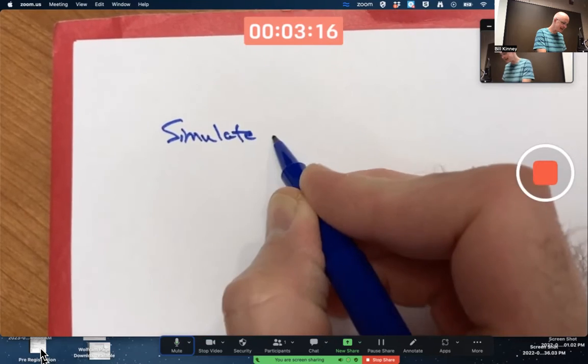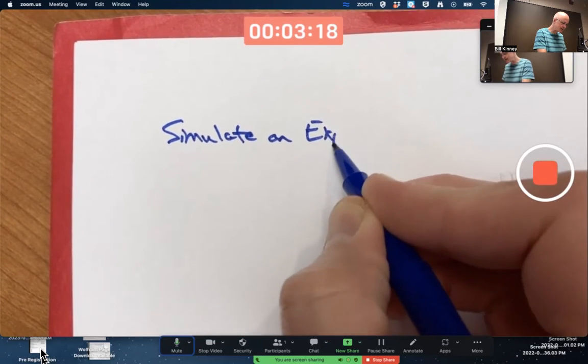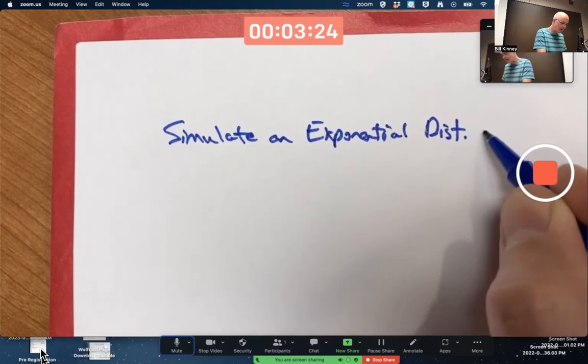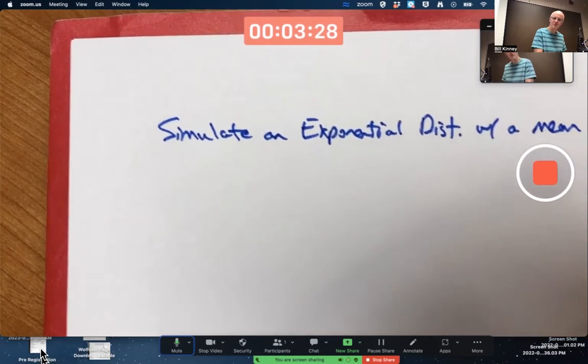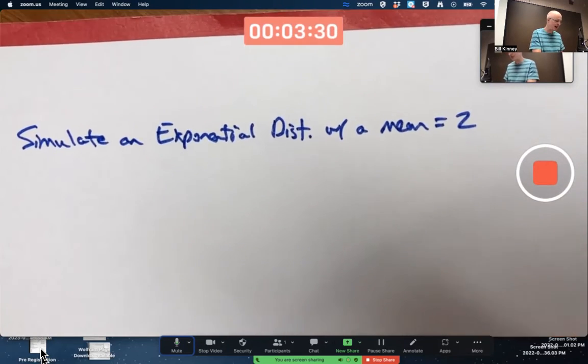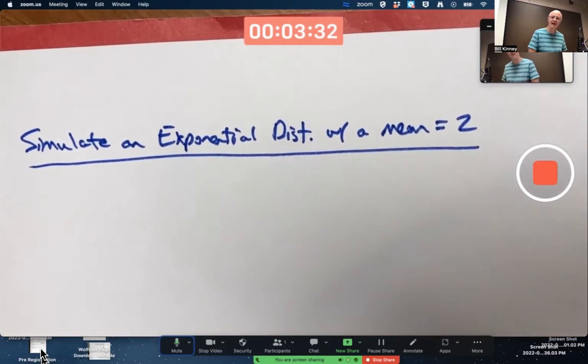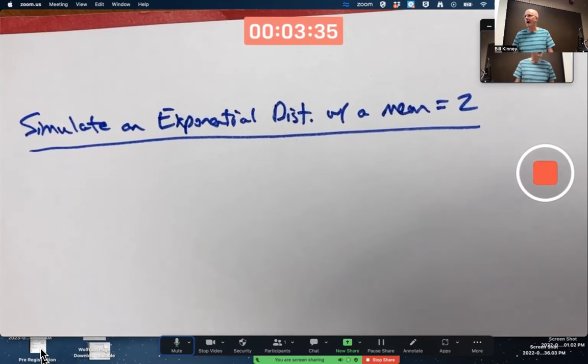Simulate an exponential distribution with a mean equal to 2. Is that possible to do without something like Mathematica? Yeah, I mean, you can use R or Python, but you're like, I don't want to spend the time to learn R or Python. I only know spreadsheets and Mathematica, and we don't have Mathematica. So I've got to use a spreadsheet somehow. Is this possible with the spreadsheet?